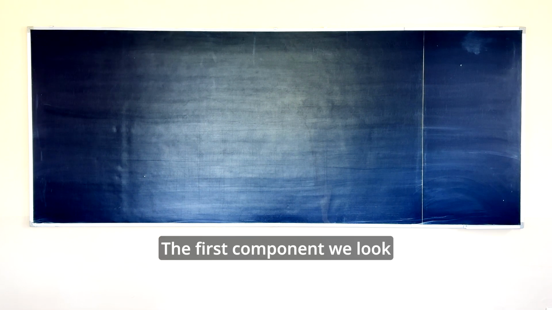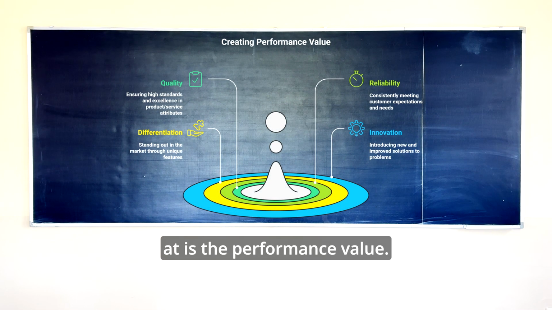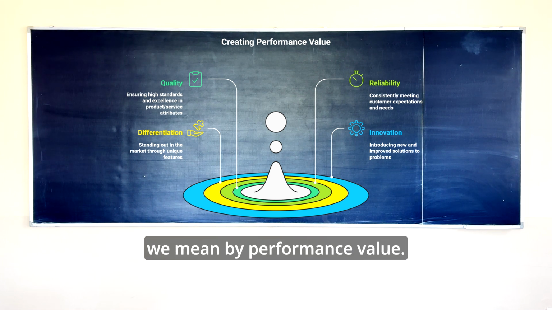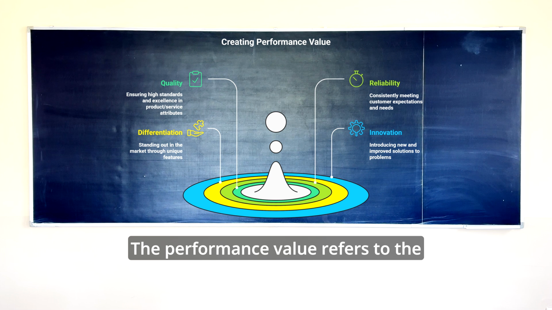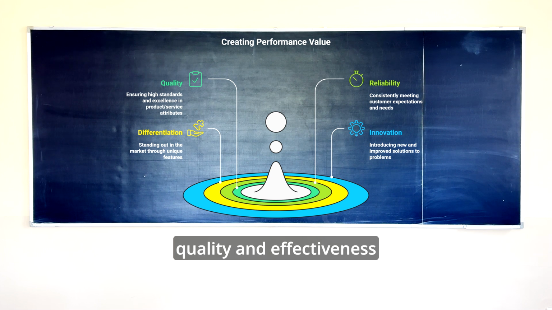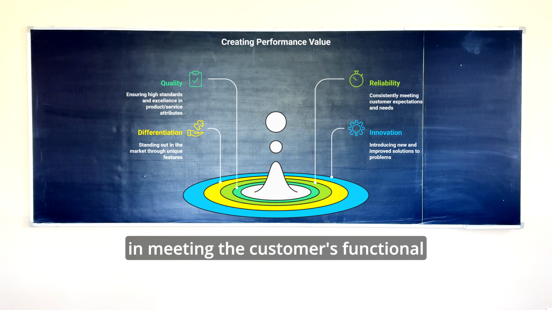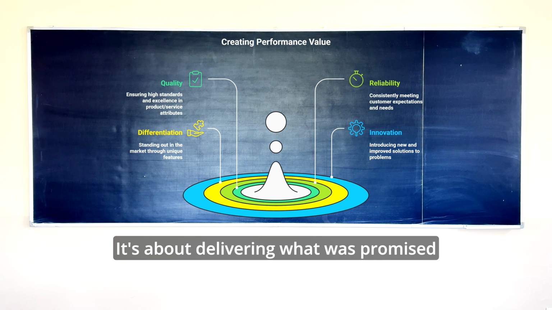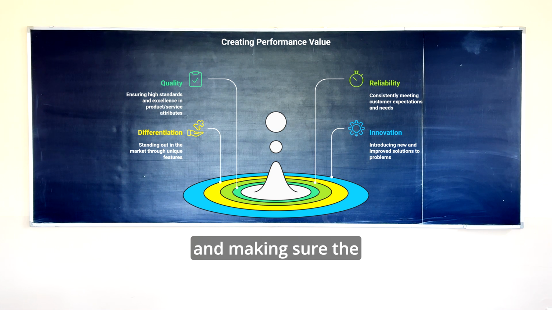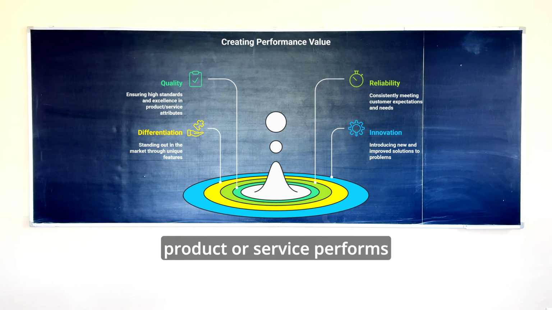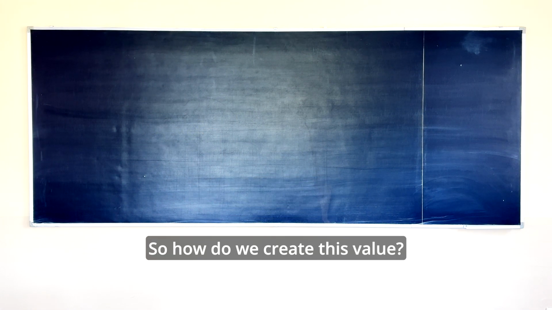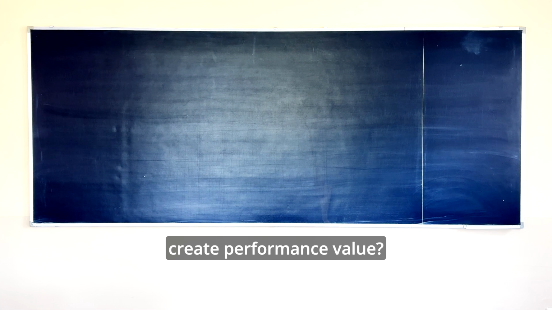The first component we look at is the performance value. Let's understand what we mean by performance value. Performance value refers to the quality and effectiveness of the product or service in meeting the customer's functional needs and expectations. It's about delivering what was promised and making sure the product or service performs well over time. So how do businesses create performance value?